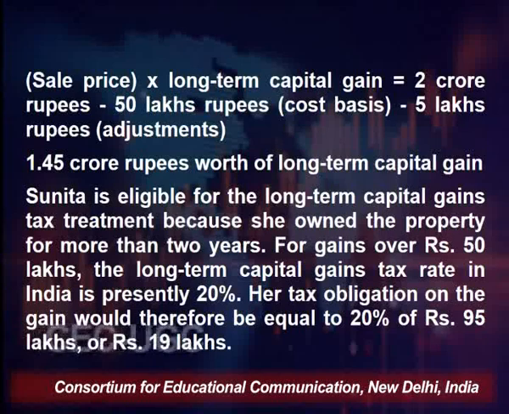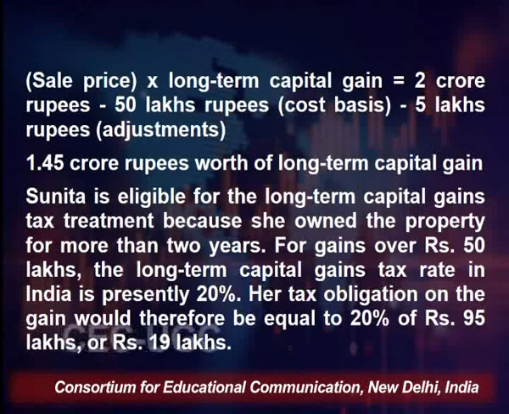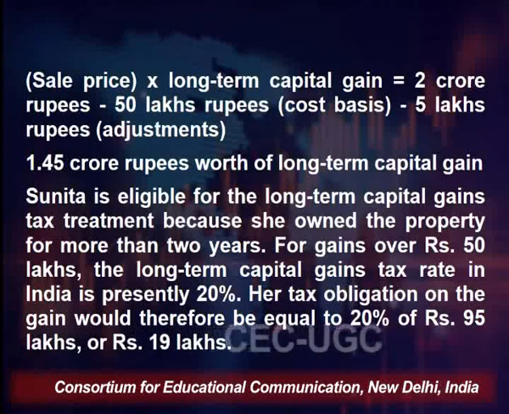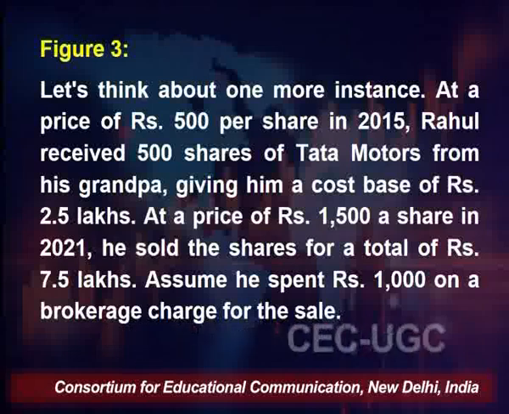So, Sunita is eligible for long-term capital gains tax treatment because she owned the property for more than 2 years. For the gains over rupees 50 lakhs, the long-term capital gains tax in India is presently 20%. So, her total tax obligation on the gain would be equal to 20% of rupees 95 lakhs, or rupees 19 lakhs. So, let's look at one more instance.